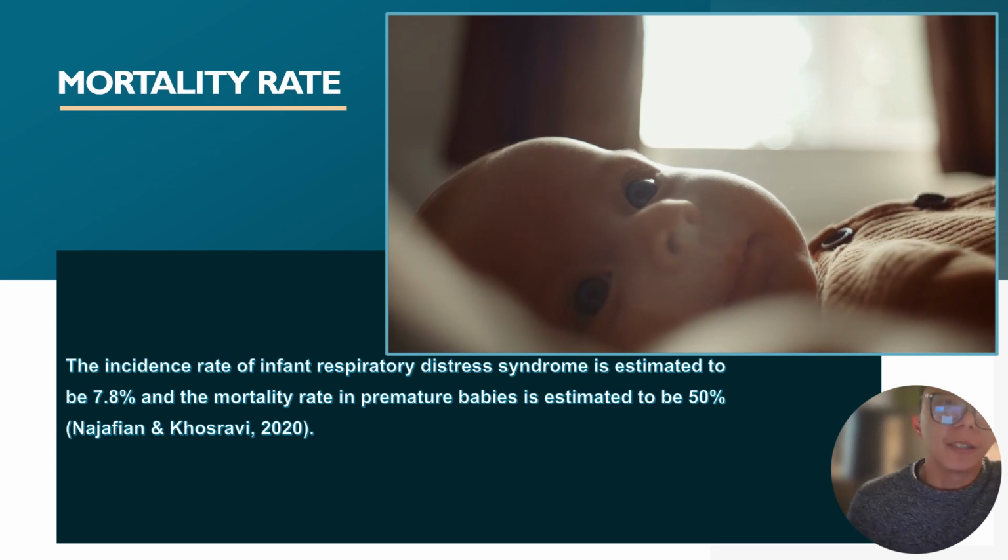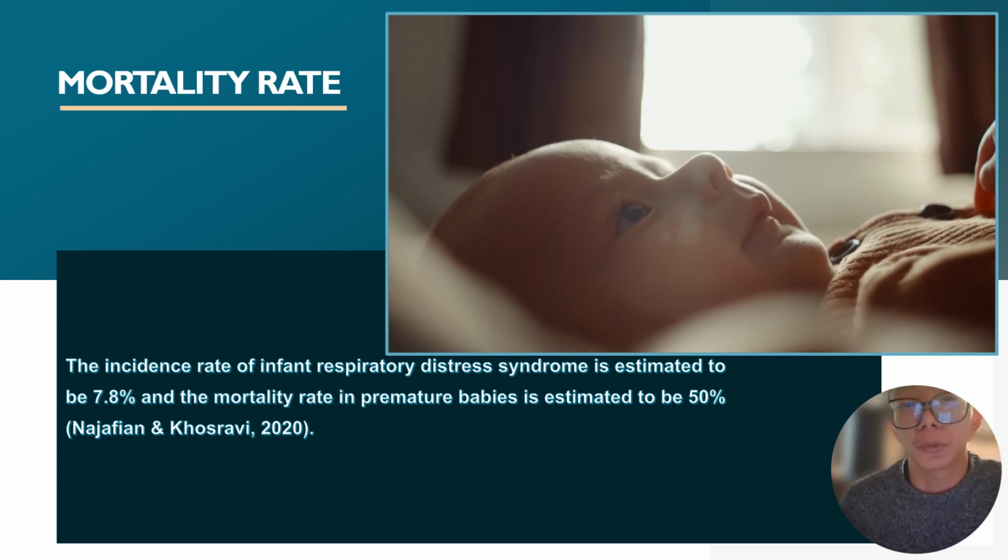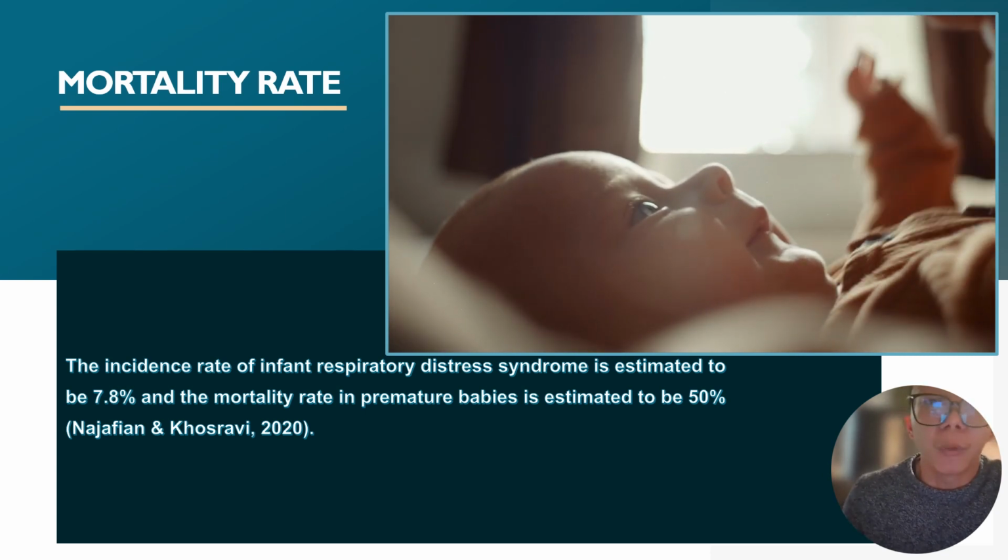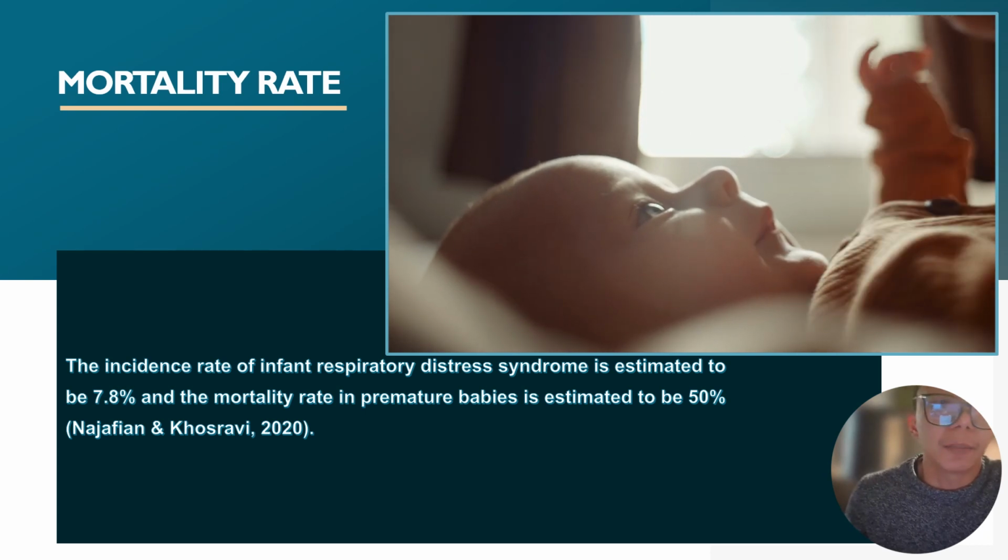Mortality rate. The incidence rate of infant respiratory distress syndrome, or NRDS, is estimated to be about 7.8%, and the mortality rate in premature babies is usually estimated to be about 50%.